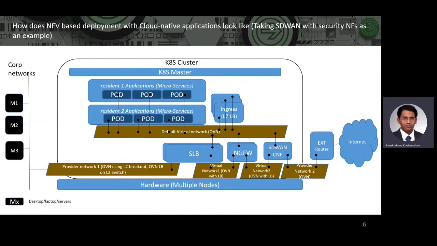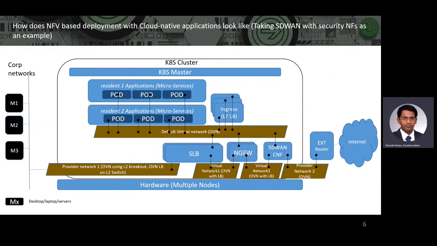So let's discuss what flows are available. This is the first flow. The packets from the microservice have to reach the internet, or a customer has to consume your microservices, then the packet has to go through the external router, then come to the SD-WAN CNF, then the next generation firewall, then to the load balancer, then to the ingress L7 load balancer, then to the pod.